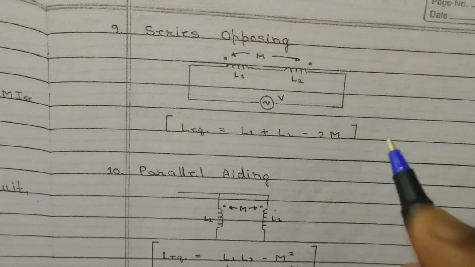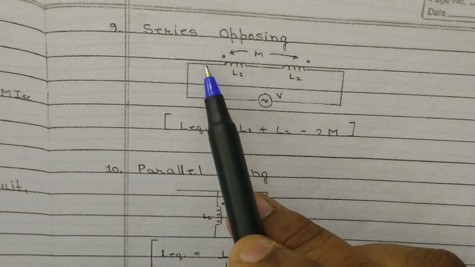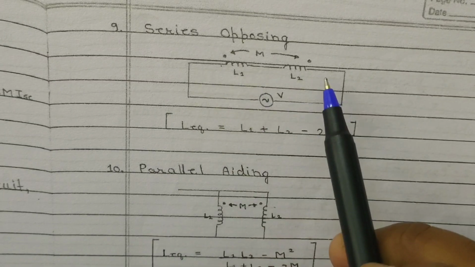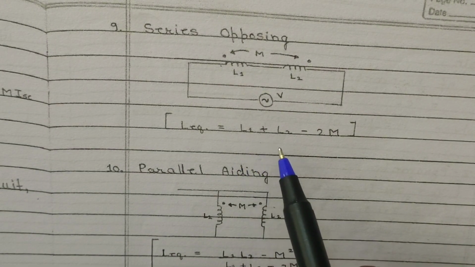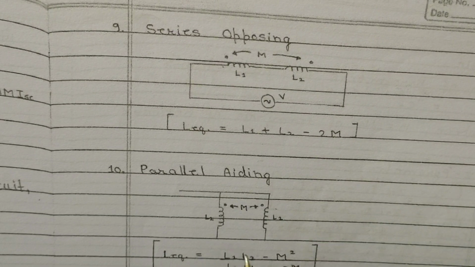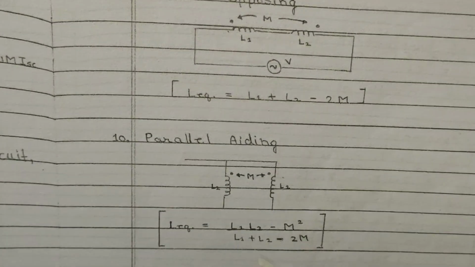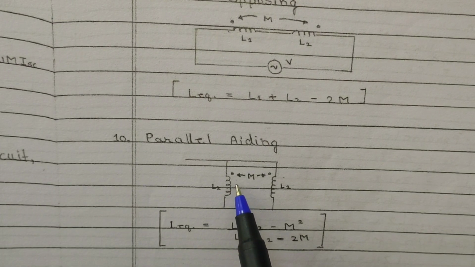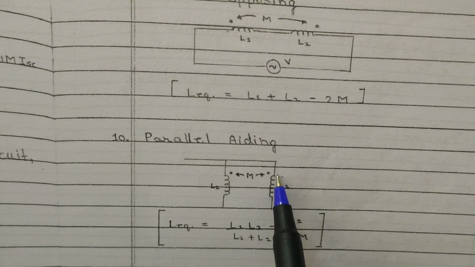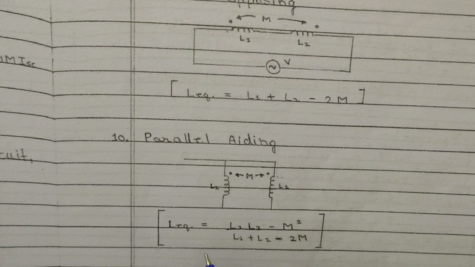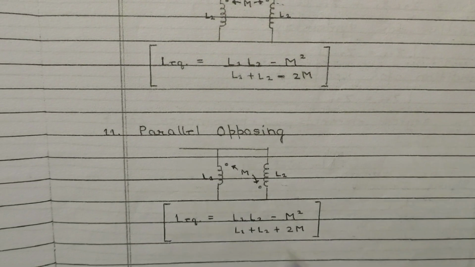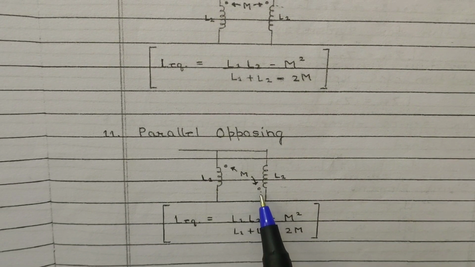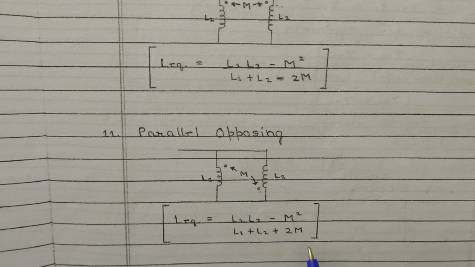In series opposing, current enters one through the dot and leaves through the dot. You can represent L equivalent as L1 plus L2 minus 2M. Parallel aiding, if both dots are at the same point with same polarities, L equivalent is (L1 L2 minus M squared) by (L1 plus L2 minus 2M). Parallel opposing means the dots are at different points: (L1 L2 minus M squared) by (L1 plus L2 plus 2M).